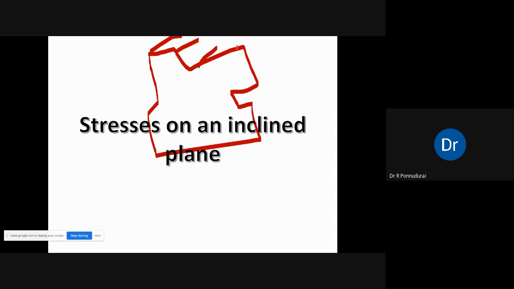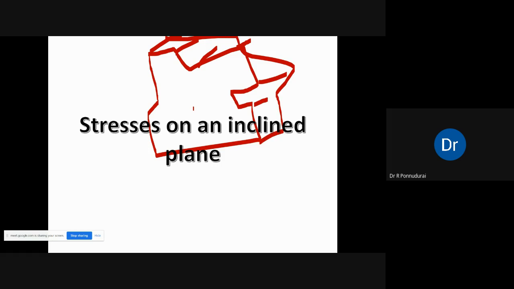Okay, can anyone guess why we calculate the maximum stresses, my principal stresses? Why is it required actually? Any structure? Okay, so let us take any structure of this kind, a 3D structure. Why are all the principal stress calculations required here?